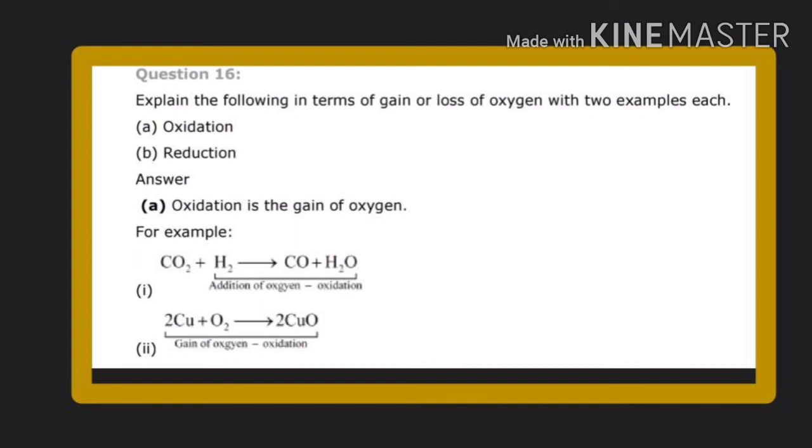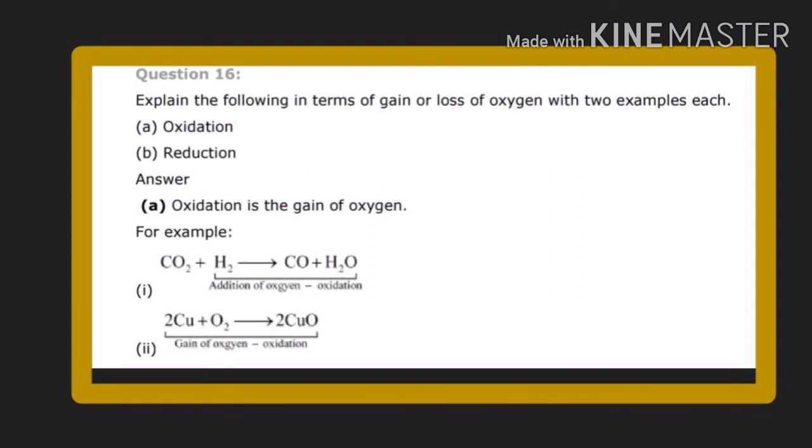Explain the following in terms of gain or loss of oxygen with 2 examples each. Okay, so you have to explain using only the definition of oxygen. The first one is oxidation. So what happens in oxidation? Gain of oxygen takes place. So simply you will write gain of oxygen and you give an example.